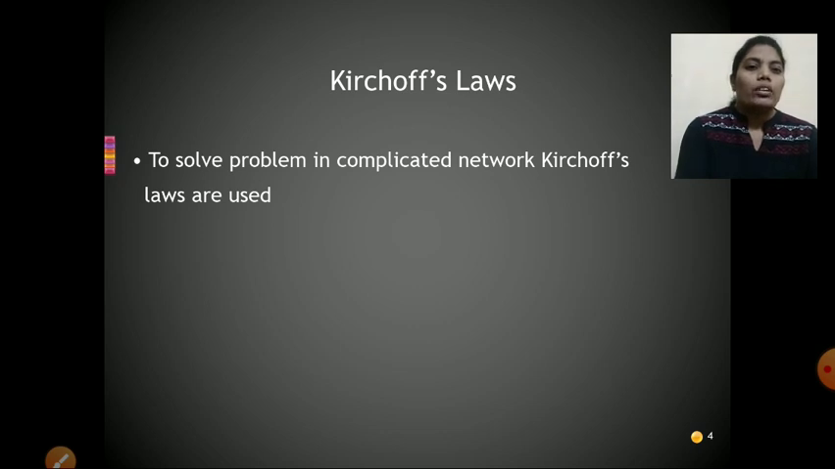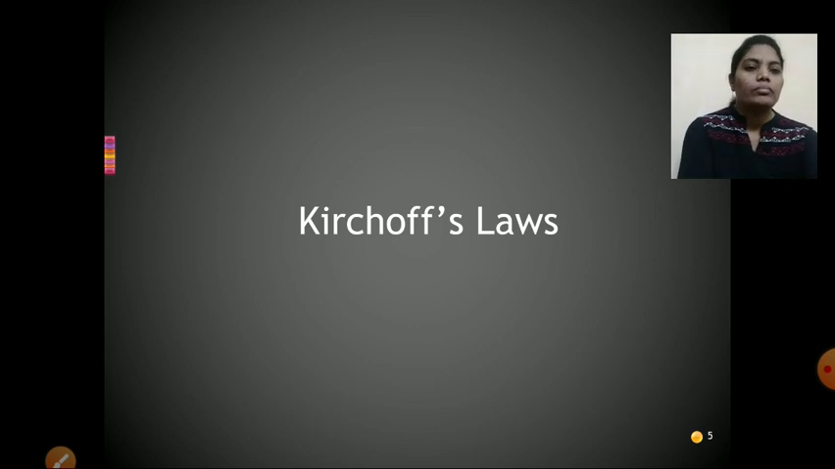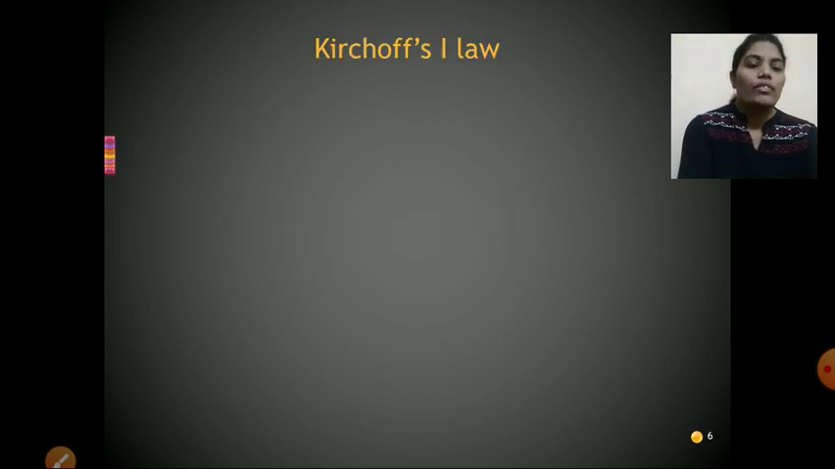Now to find the amount of current and potential difference in electrical networks, Kirchhoff defined laws which are known as Kirchhoff laws. To solve problems in a complicated network, we use Kirchhoff laws. For studying current which is flowing through a network, we use Kirchhoff's first law. It defines the way that electric current is distributed while crossing a junction. Now let us see what are Kirchhoff laws.